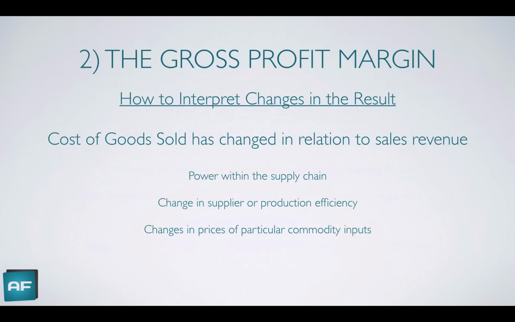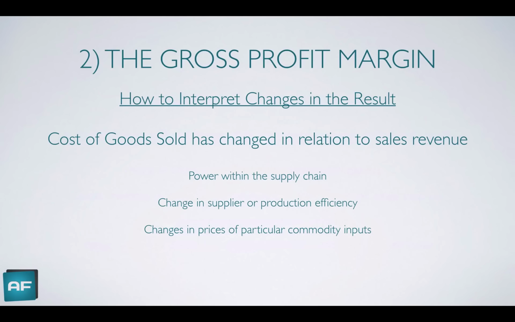All right, the final one mentioned here is a change in prices of particular commodity inputs. If you're in an industry where part of your cost of goods sold are global commodities, then you may have absolutely no influence over the commodity price. It might be a take it or leave it sort of proposition, and particular changes in commodity prices might directly impact your cost of goods sold.